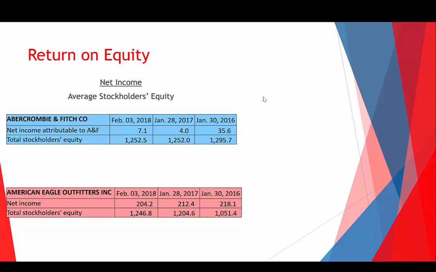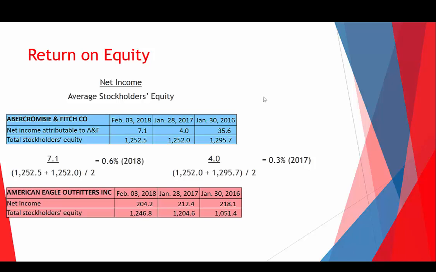All right, and now we'll move on to return on equity. Basically, how much net income is the company generating relative to how much stockholders' equity that it has. Abercrombie & Fitch, as you would probably guess, they're not generating a lot of net income, only that $4 million. So they're only giving their stockholders a return of 0.3% in that 2017 year. In 2018, not much better because net income is still pretty low, and so only 0.6%.